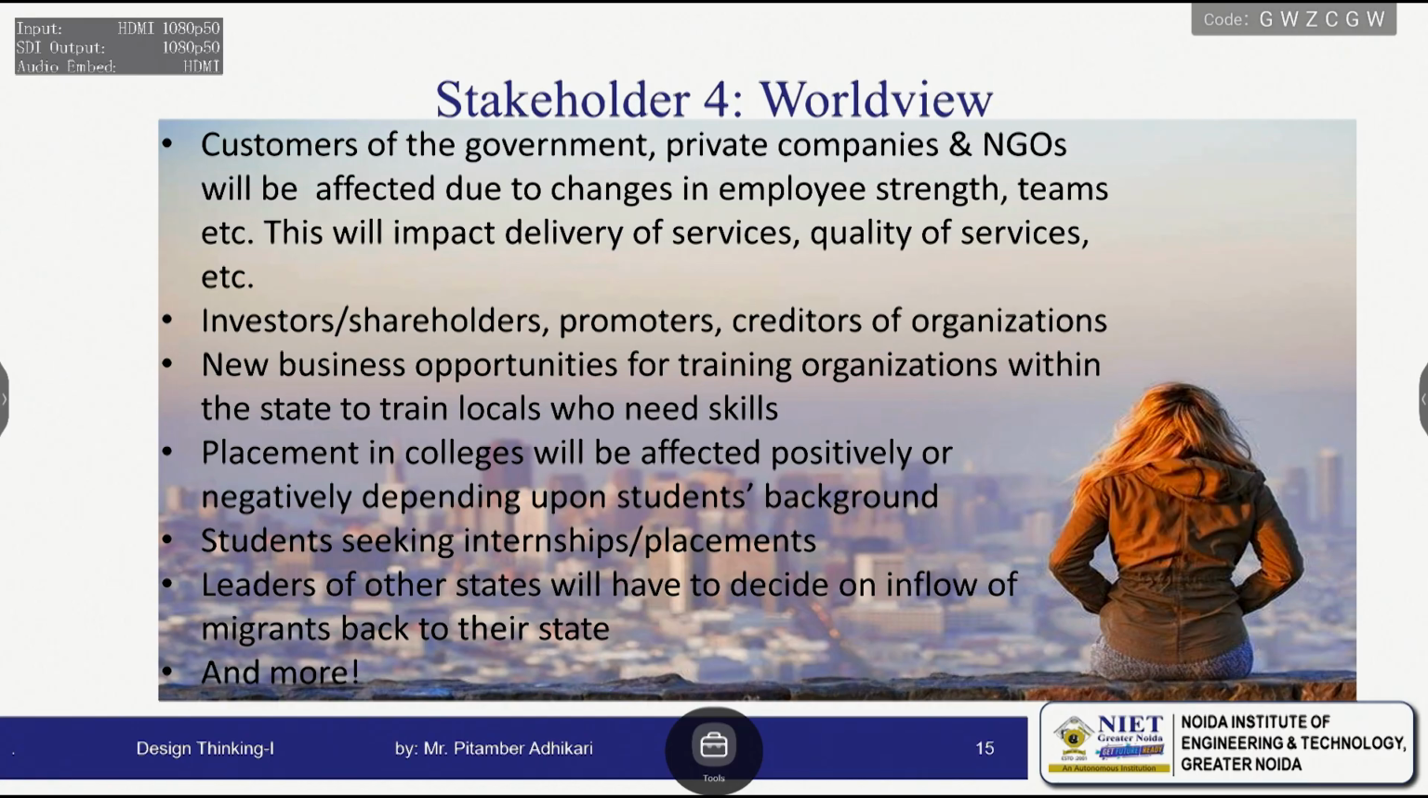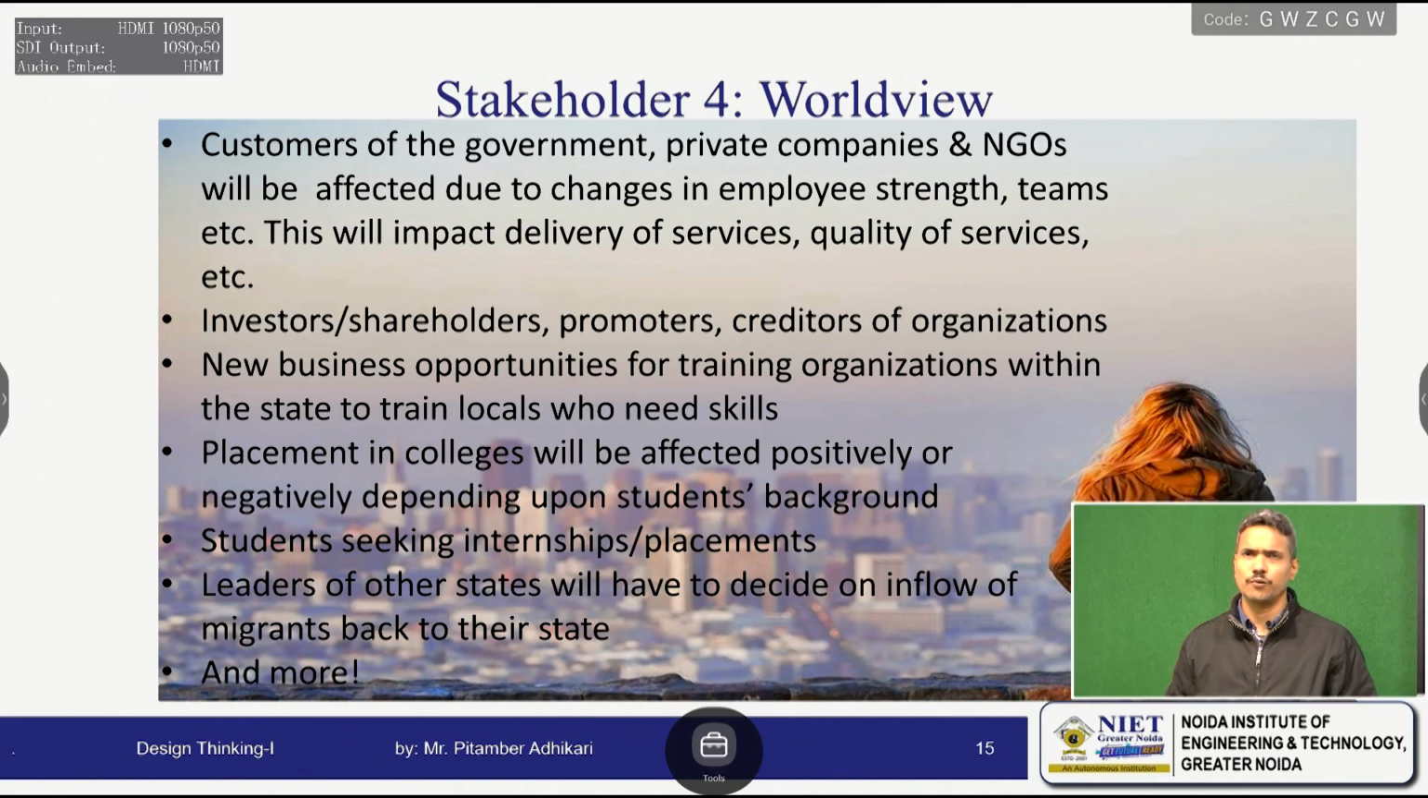and we can put these customers in the category of worldview. After this we have other stakeholders, like different investors, shareholders, creditors, promoters. They will also come in the category of stakeholder 4, that is worldview. After this we have placement. Placement is also going to be impacted because of this law.